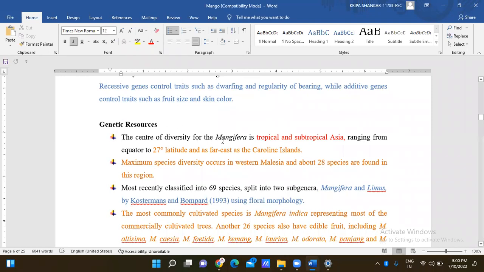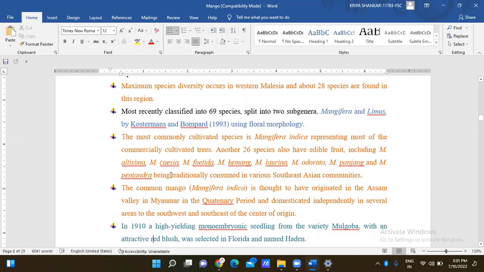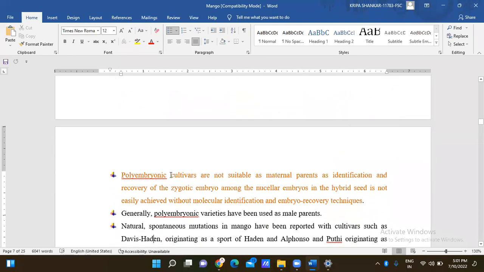So just see, the diversity of Mangifera is in tropical and subtropical Asia, ranging from the equator to 27-degree latitude, as far east as the Caroline Islands. This point you should remember for statement-kind questions. Okay, maximum diversity occurs in Western Malaysia, and about 28 species are found in that region. That is also important. And in the recent classification, Kostermans and Bompard in 1993 concluded up to 69. Other things you can read. I'll discuss the important things only.